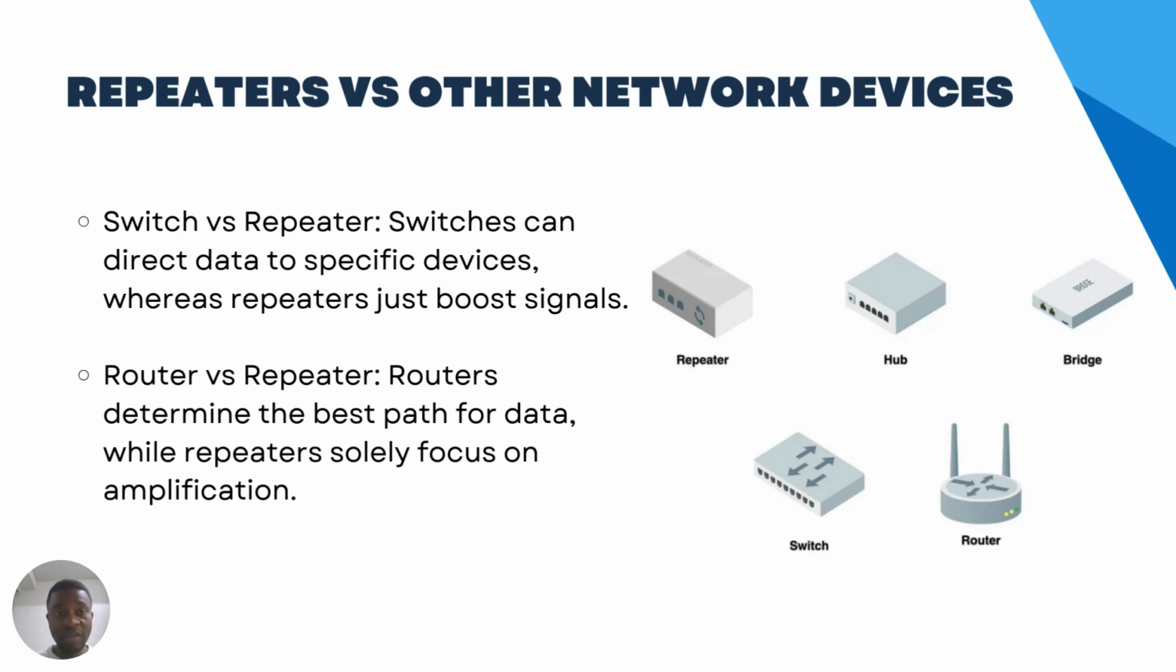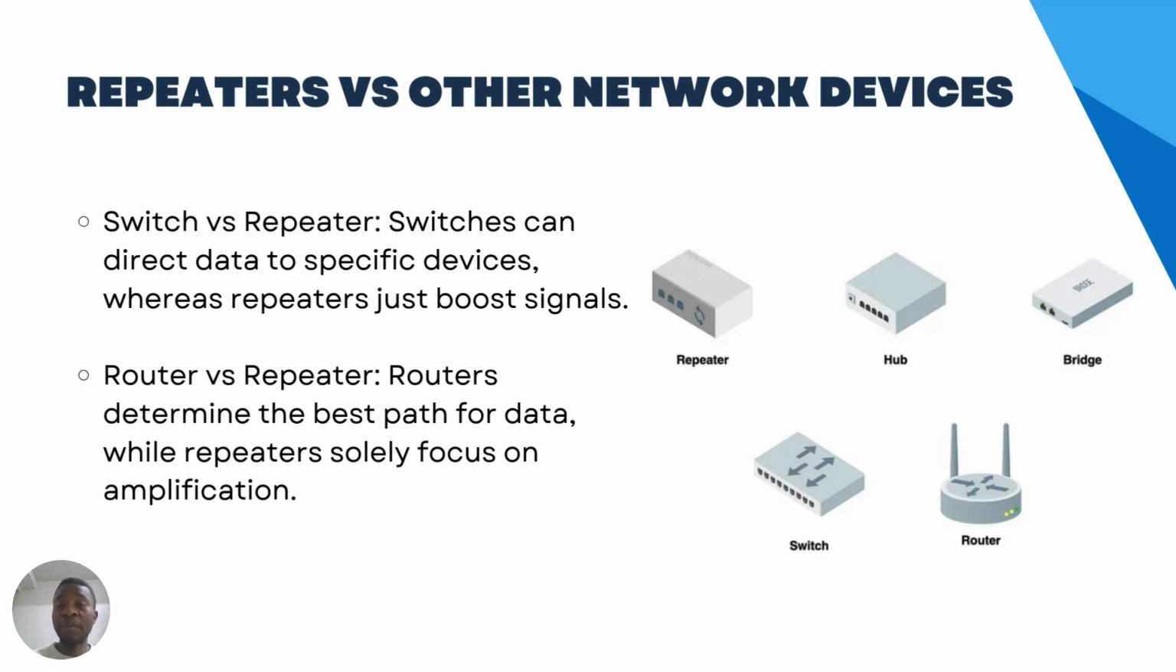So here I want to compare the repeaters with different devices. The first one is the switch versus the repeater. Switches and repeaters serve very different purposes in a network. A switch is like a traffic controller. It directs data packets to specific devices within the network. For example, if you are sending a file to another computer in the office, the switch ensures that the data goes straight to that device rather than broadcasting it to everyone.